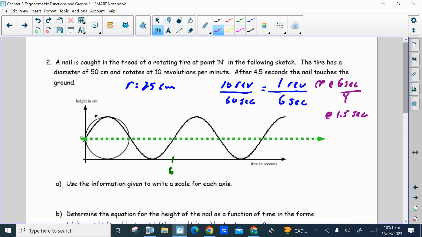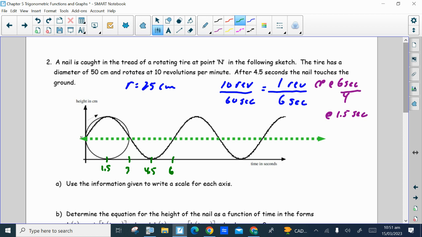So that means if we start at time 0, after 1.5 we'll be at the next critical point, which is a maximum. Another 1.5, which is at 3 seconds, we're at the next critical point, which is back to the middle. Another 1.5 seconds, which is 4.5, we're at the next critical point, which will be the minimum. And then another 1.5 seconds, which takes us to 6 seconds, we're at our final critical point in the first cycle, back to the middle.